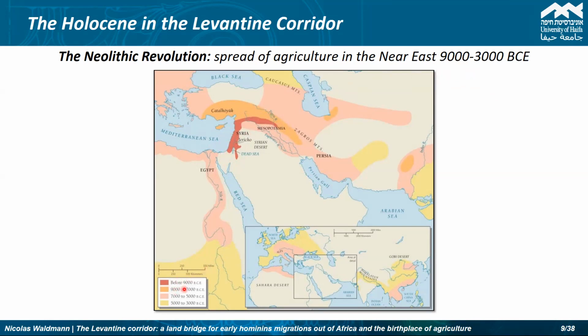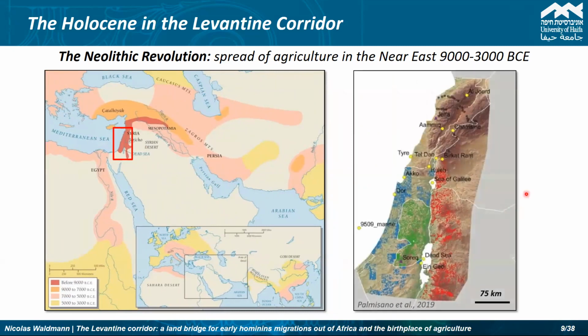This was before 9,000, sorry, around 11,000 actually. And between 9,000 to 7,000, 7,000 to 5,000, 5,000 to 3,000, you have the spread of agriculture to other parts of the Old World, and then eventually to Europe, China, and Northern Africa. I'm sorry I didn't put a reference; this is a Swiss paper, if I'm not wrong, with sites from Switzerland.